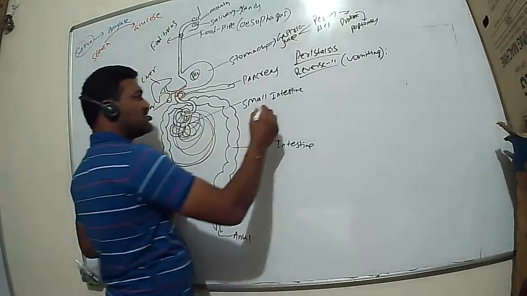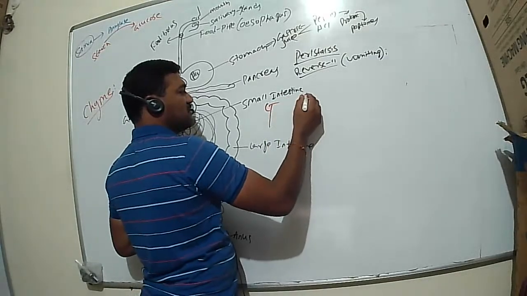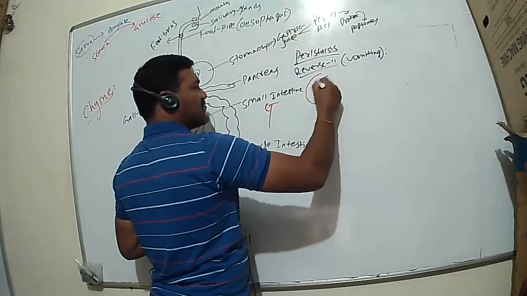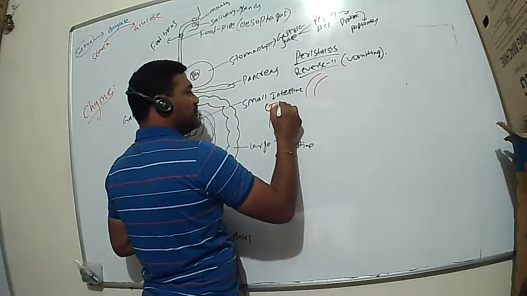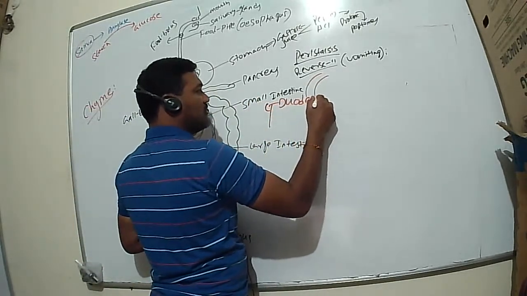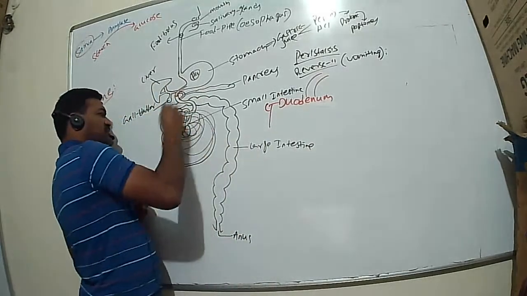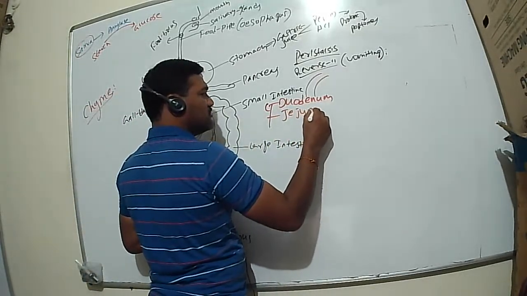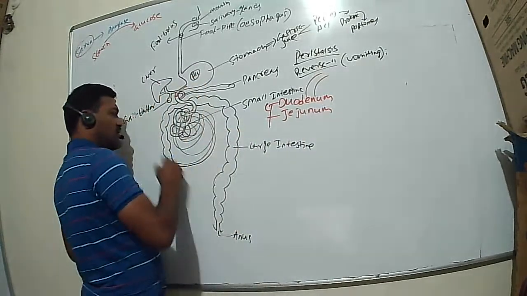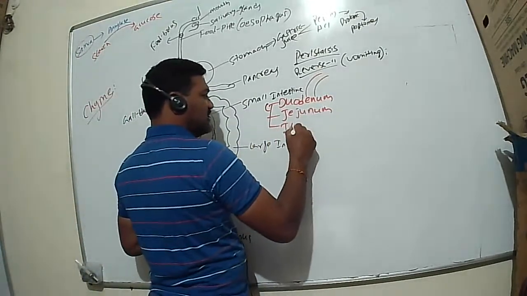See, the small intestine has three parts. The first is a C-shaped part, like this here. The C-shaped part is called the duodenum. The very much coiled part is called the jejunum, and a very long part is the ileum.